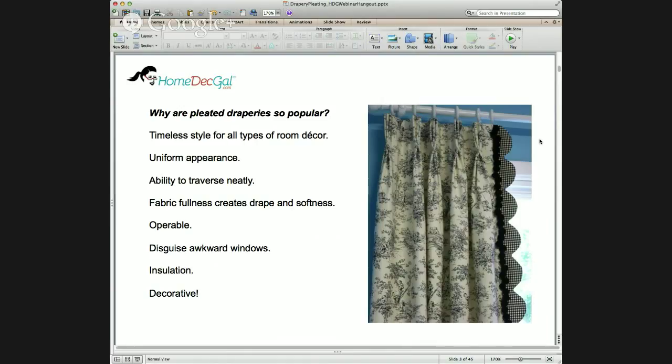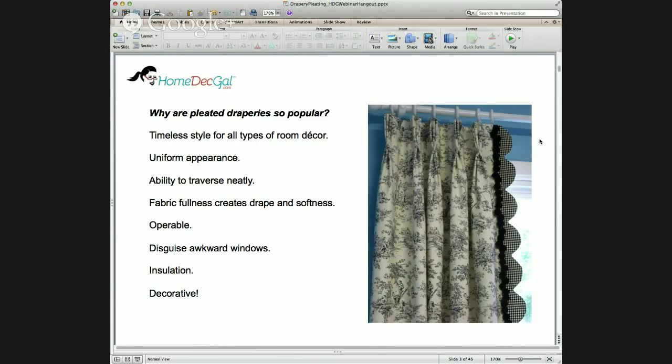If you have windows that have an odd-shaped divide between two windows, you can put a drapery panel in the middle and one on each side, and you've hidden that. So it's a great way to improve your windows.